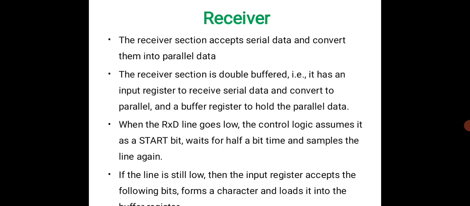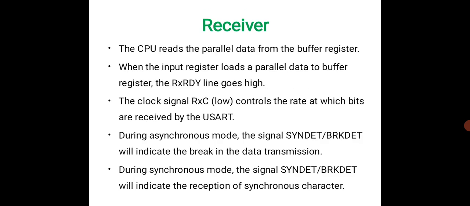Once again, the receiver section is double buffered, which means that the input register will receive the serial data and convert it to parallel, and the buffer register will hold this parallel data. So whenever this RxD line goes low, the control logic assumes that it is a start bit, waits for half a bit time and samples the line again. If the line is still low, then the input register will accept the following bits. It will form a character and load it into the buffer register, which we call the deframing technique.